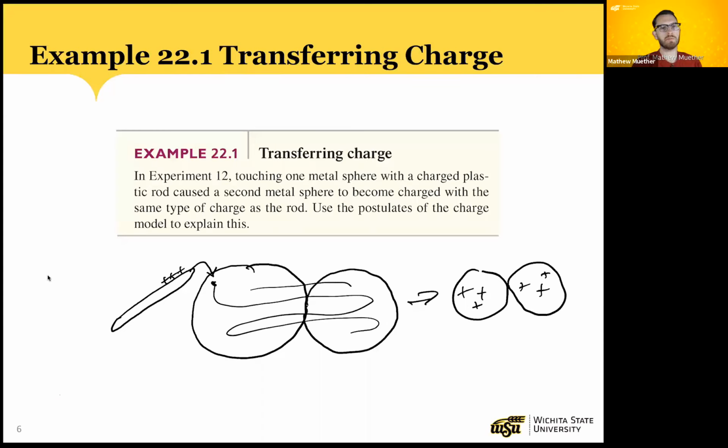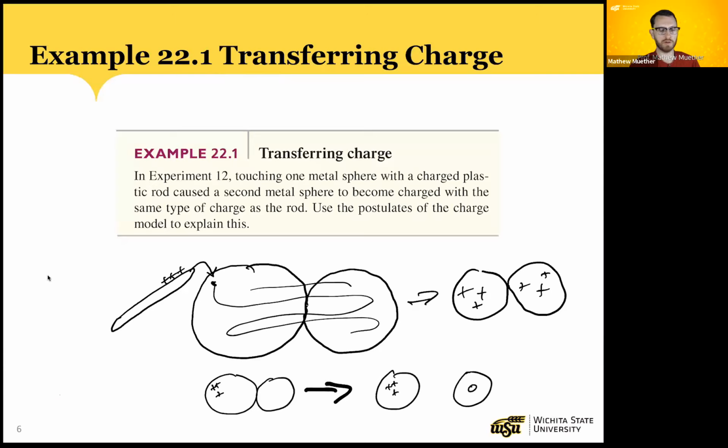So how would this have been different if instead of metal spheres, they had been plastic, insulating spheres? If they had been plastic and I touched the positive charge here, insulators don't allow the charges to move around. So if I were to then separate those two objects, all those charges would still be stuck on the left-hand sphere, and I would still have zero charge over on this object. So I can do this experiment with different materials and understand this idea of insulator versus conductor.